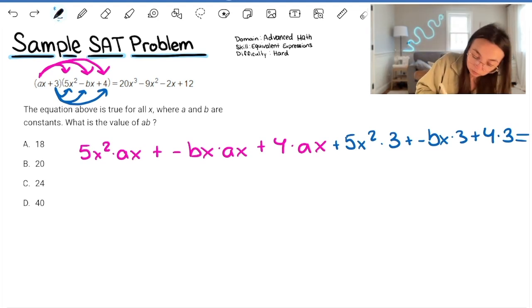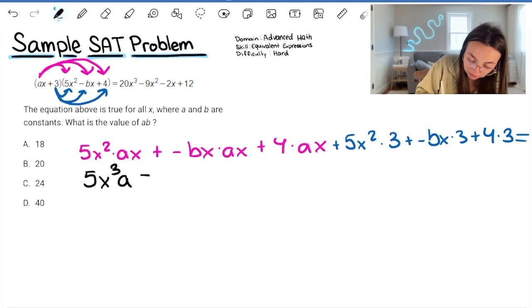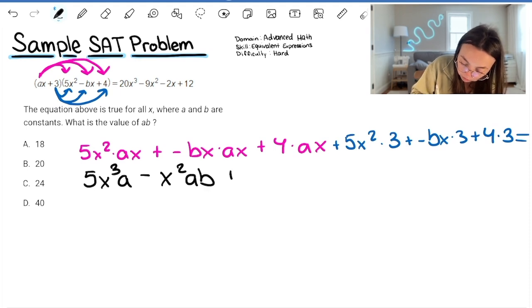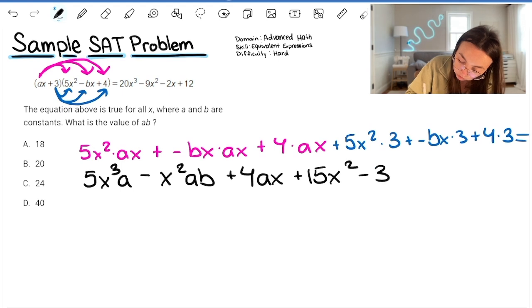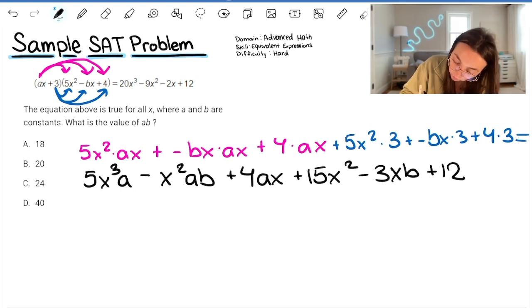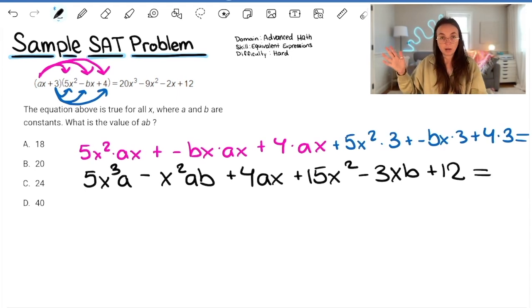Now, the next step is we want to combine things. So we've got 5x squared times ax. That's going to be 5x cubed a. We're going to have minus, that's going to be x squared times ab, plus 4ax. That's going to be plus 15x squared minus 3xb plus 12. And that's going to be equals the right-hand side.